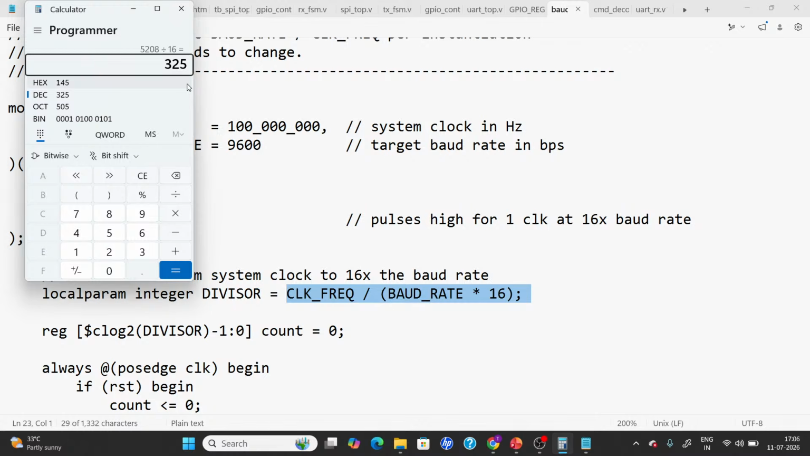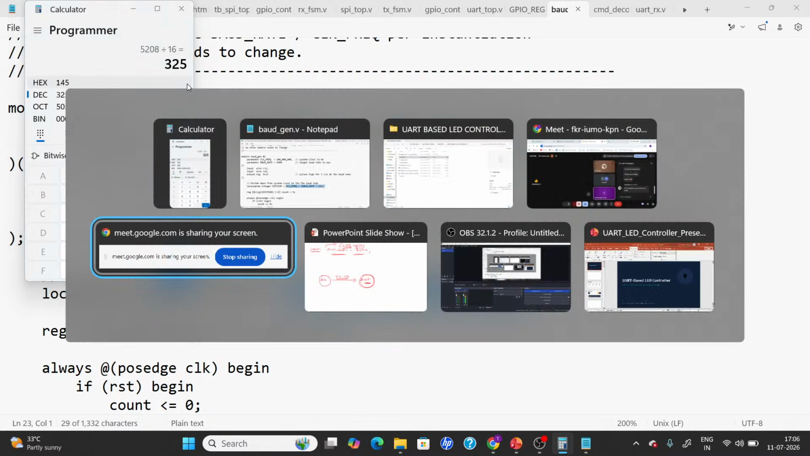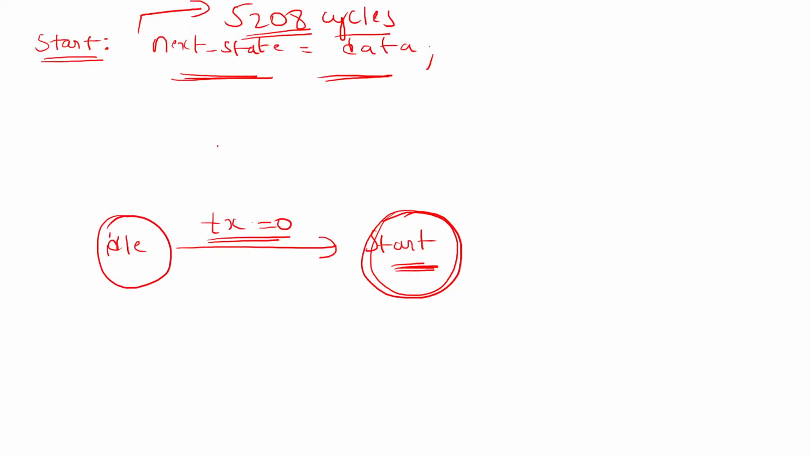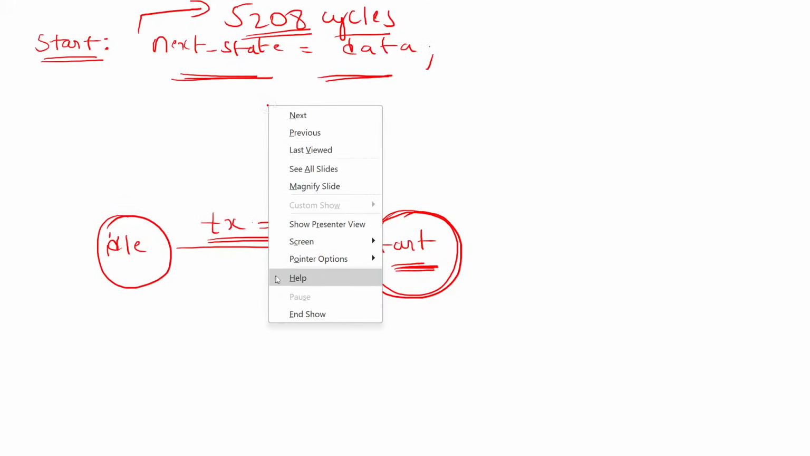So listen to this carefully. This will be very, very interesting to understand. This is nothing but my oversampling factor, and let me try to explain it more clearly. So let me erase this. Now, what is happening for achieving a baud rate of 9600?